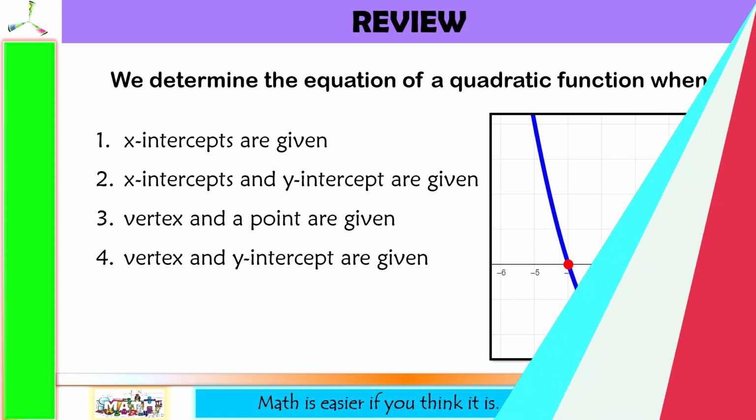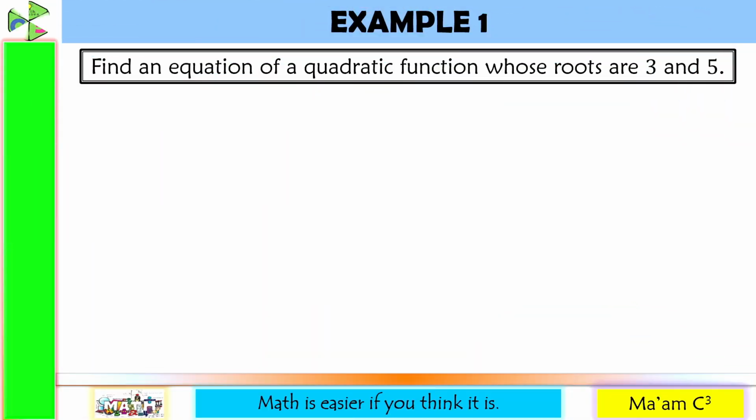Let's have the first example. Find an equation of a quadratic function whose roots are 3 and 5. These are my roots, meaning these are my x values. So I have x is equal to 3 and x is equal to 5. I'll equate these two equations to 0.